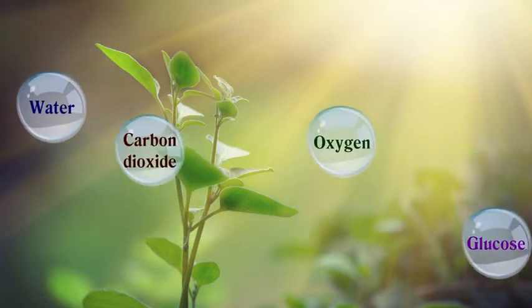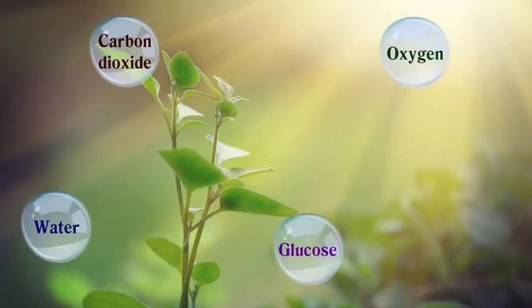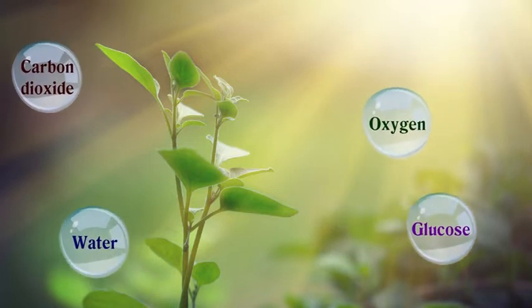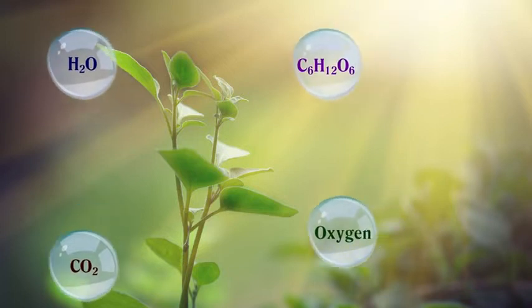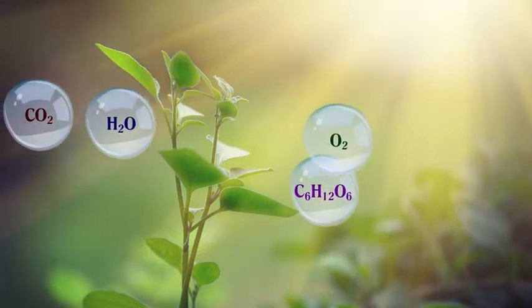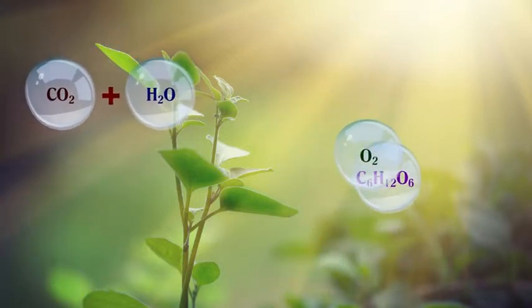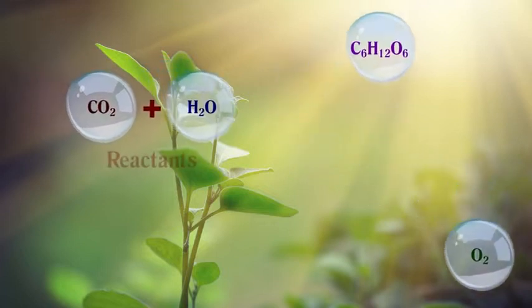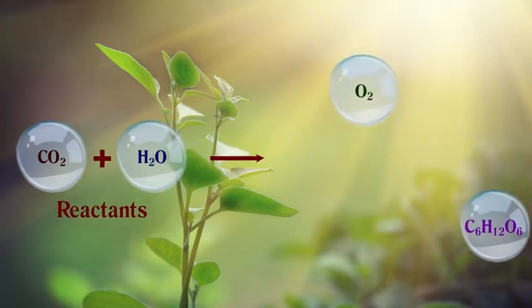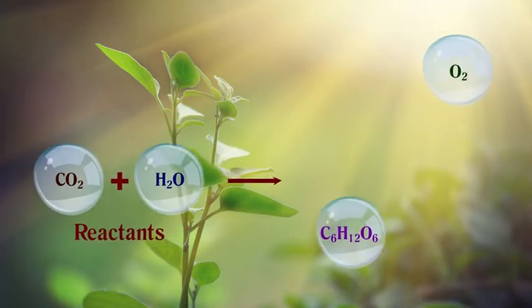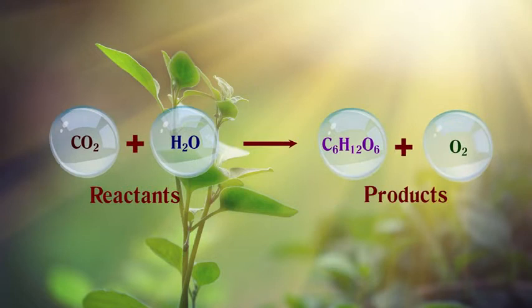So in the chemical equation for this change, we will use the molecular formulae of each species. That is carbon dioxide, water, glucose and oxygen gas. So carbon dioxide plus water becomes our reactants. Then we'll write a sign of arrow to denote the change or transformation, and finally the products, which are glucose and oxygen.